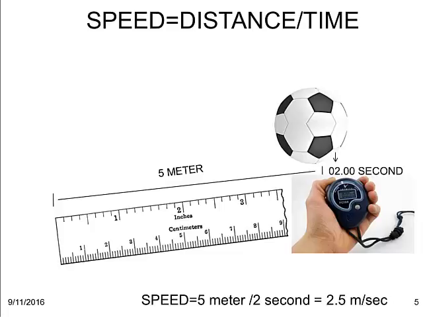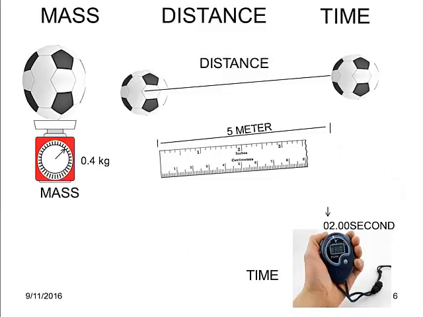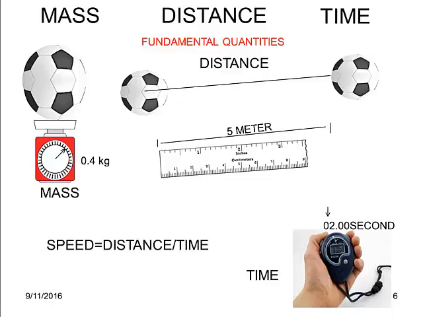What is the difference between the first three quantities, that is mass, distance, and time, from the last quantity speed? Can you try to figure out? The first three quantities were measured directly using the instruments, and are independent of each other. These are known as the fundamental physical quantities. However, speed was derived from the already known quantities, distance and time. Hence speed is a derived quantity.